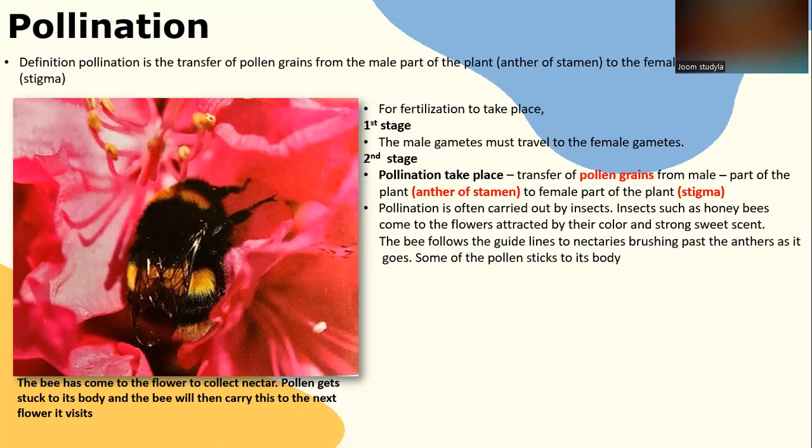Pollination is often carried out by insects. Insects such as honeybees come to the flower attracted by their colors and strong sweet scent. The bee follows the guidelines to the nectaries, brushing past the anthers as it goes. So some of the pollen sticks to its body.